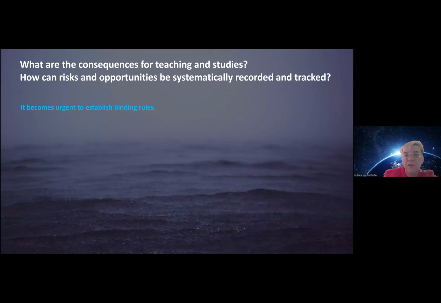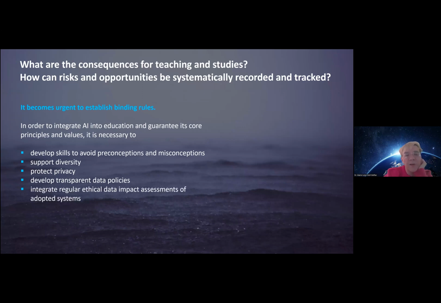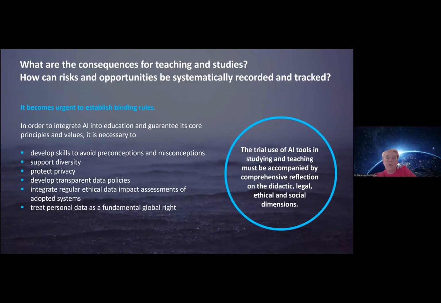It becomes urgent to establish binding rules. In order to integrate AI into education and guarantee its core principles and values, it's necessary to develop skills to avoid preconception and misconception, support diversity, protect privacy, develop transparent data policies, integrate regular ethical data impact assessments, and treat personal data as a fundamental global right. So the trial use of AI tools in studying and teaching must definitely be accompanied by comprehensive reflection on the didactic, legal, ethical, and social dimensions.